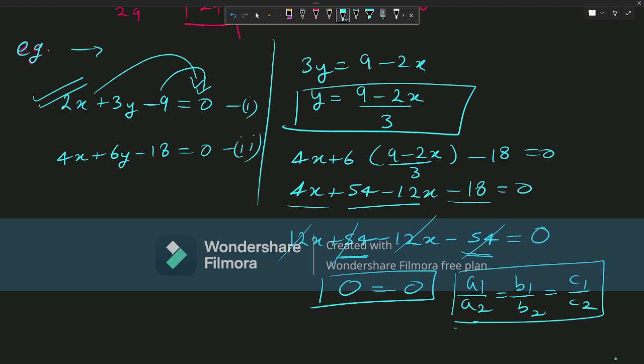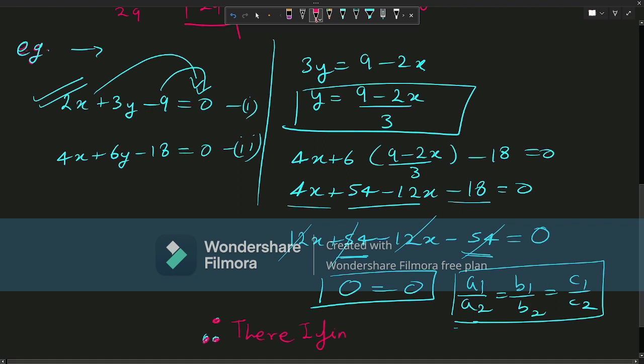So if you have written only this much, then just write therefore, this is an important step. Therefore, there are infinite number of solutions. This is the last step, and after this the question is done.